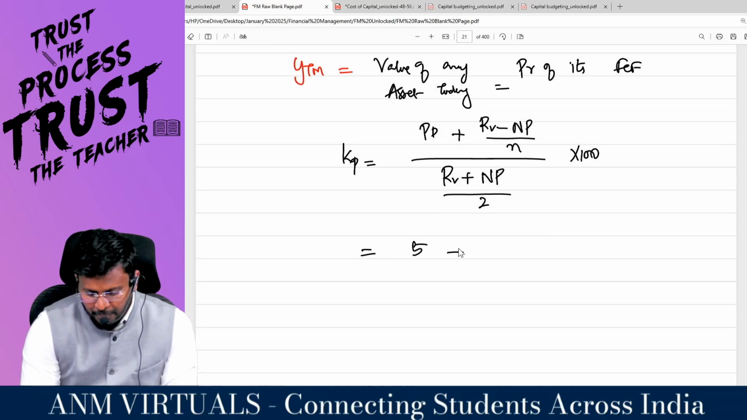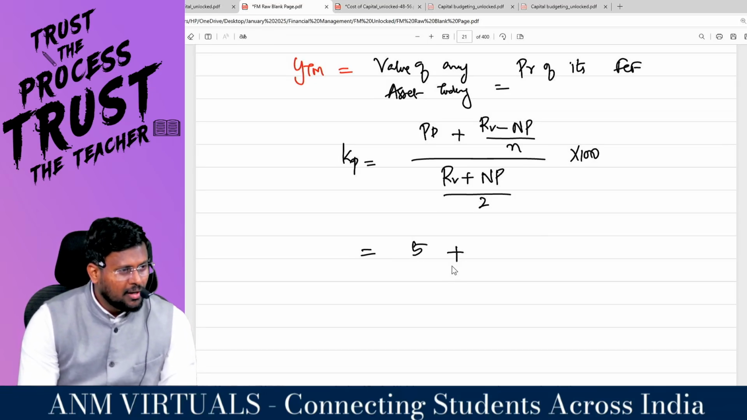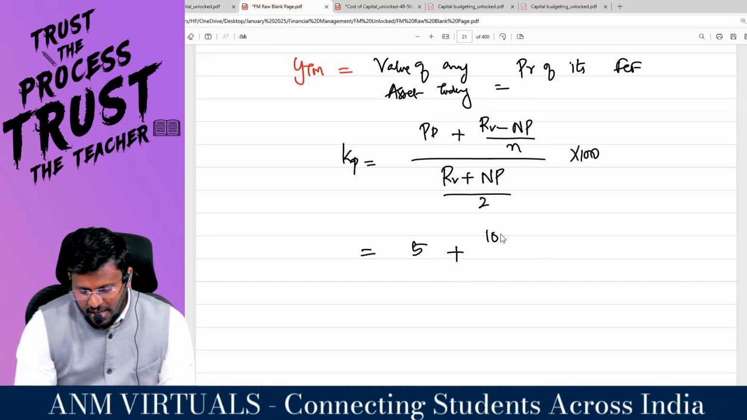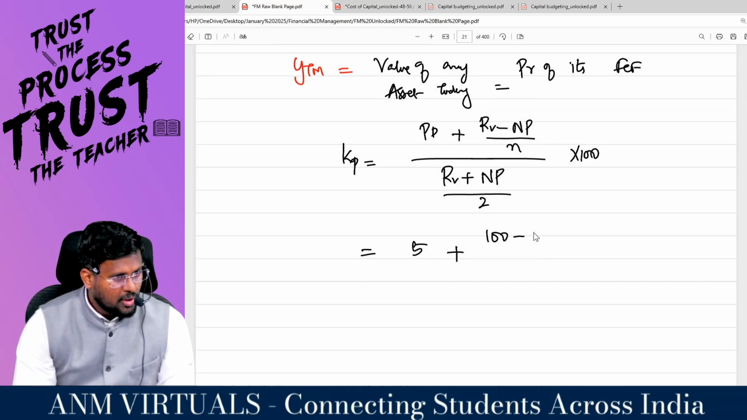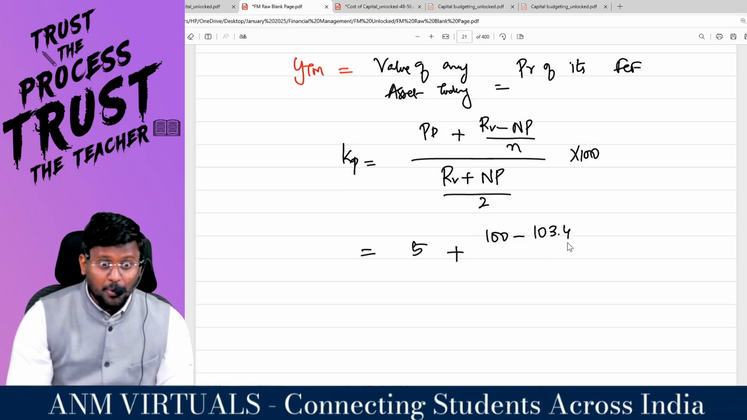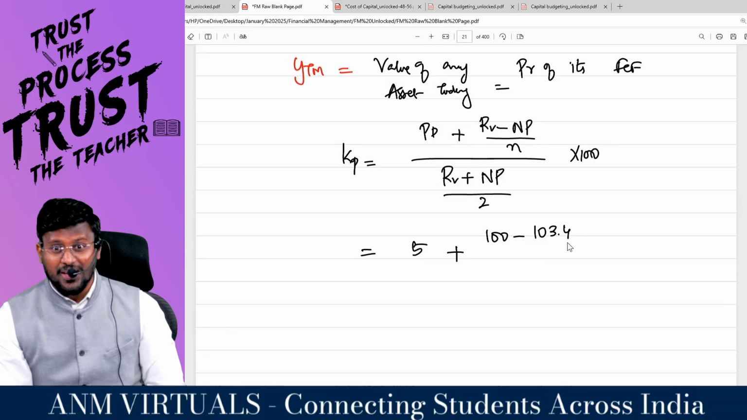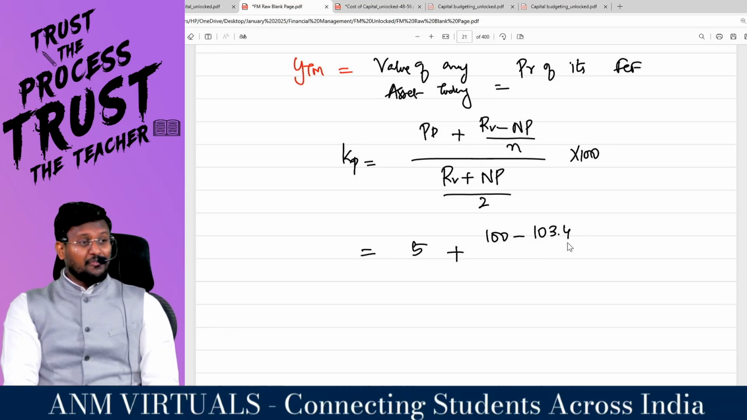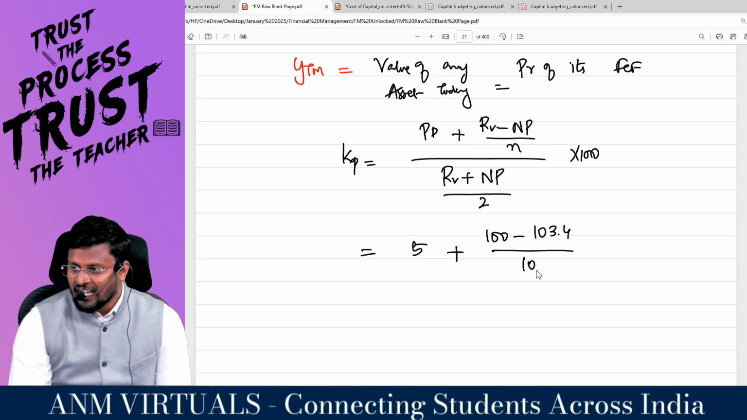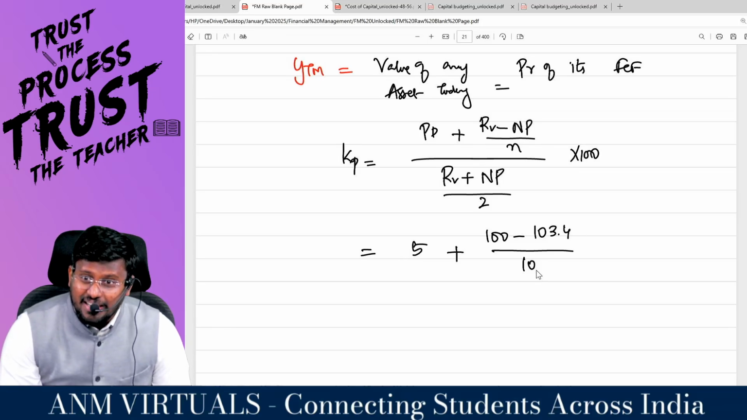5%. 100 into 5 means 5. Plus RV available? Have they said that at par? Yes, sir. So 100 rupees is the redemption value. Minus 103.4. Because today the preference shareholder will give 103.4. After how many years? 10 years they need only 100. That means this is a capital gain.